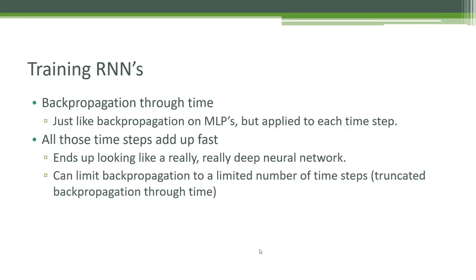So to put an upper cap on that training time, often we limit the backpropagation to a limited number of time steps. We call this truncated backpropagation through time. So just something to keep in mind when you're training an RNN, you not only need to backpropagate through the neural network topology that you've created, you also need to backpropagate through all the time steps that you've built up to that point.